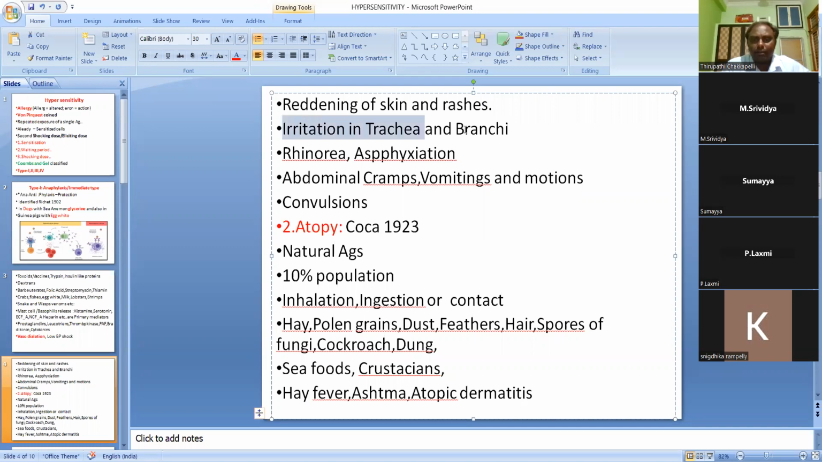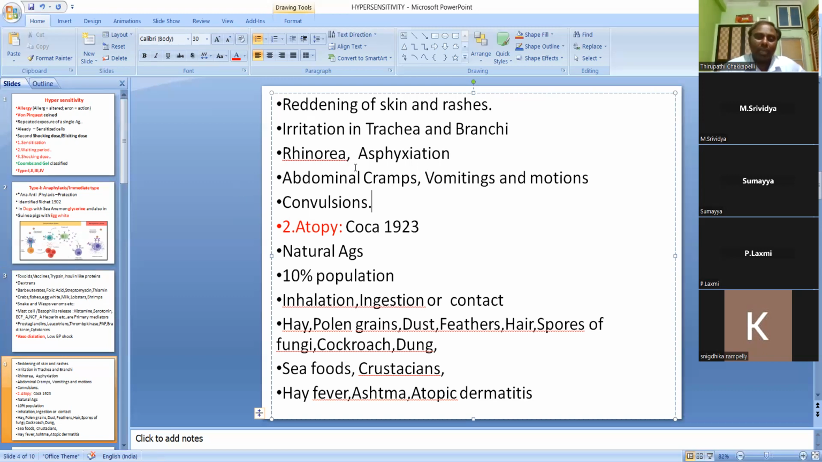Irritation in trachea and bronchi, allergy in our respiratory passage is observed that leads to rhinorrhea, that means continuous fluid leakage from the nose. And that leads to asphyxiation, that means unable to breathe. And abdominal cramps; sometimes the person may die due to asphyxiation and the abdominal cramps. Vomiting and loose motions also occur, convulsions, abnormal behavior. So these are all the symptoms of anaphylaxis, that is type 1 hypersensitivity.